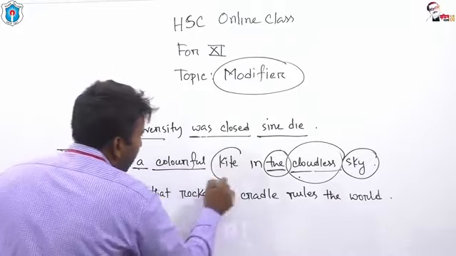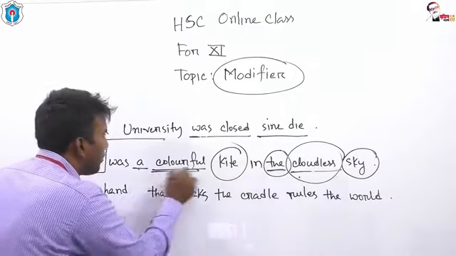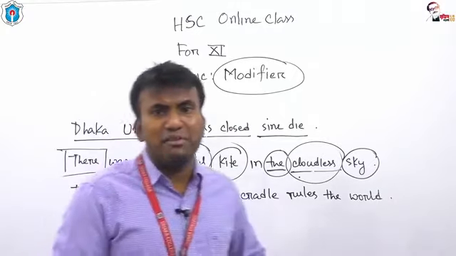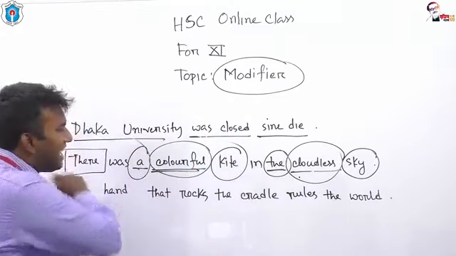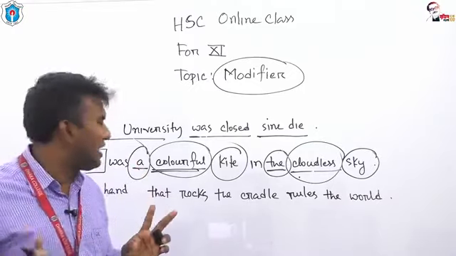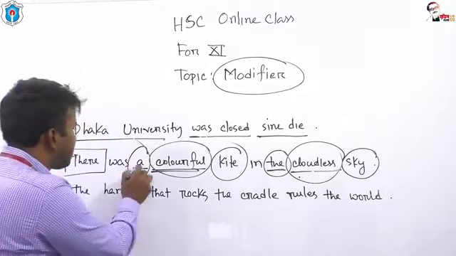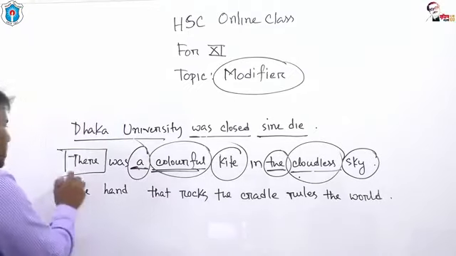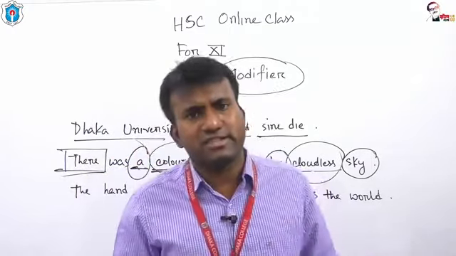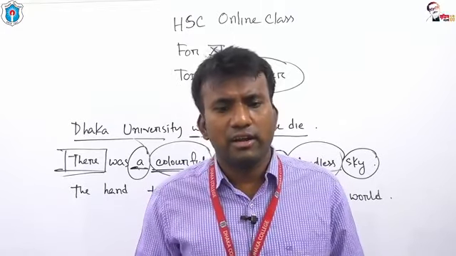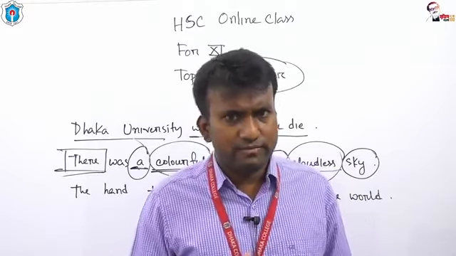Look at here, kite. Kite is a noun. This kite is influenced by colorful. That's why I can say colorful is an adjective because it qualifies a noun. Another one, "a" is an article. I have already told you that articles are called determiners and determiners always qualify a noun. That's why I can say "a" is a modifier. Look at "there". If you get any "there" at the beginning of a sentence, this "there" is called introductory there, and actually this "there" is called an adverb.